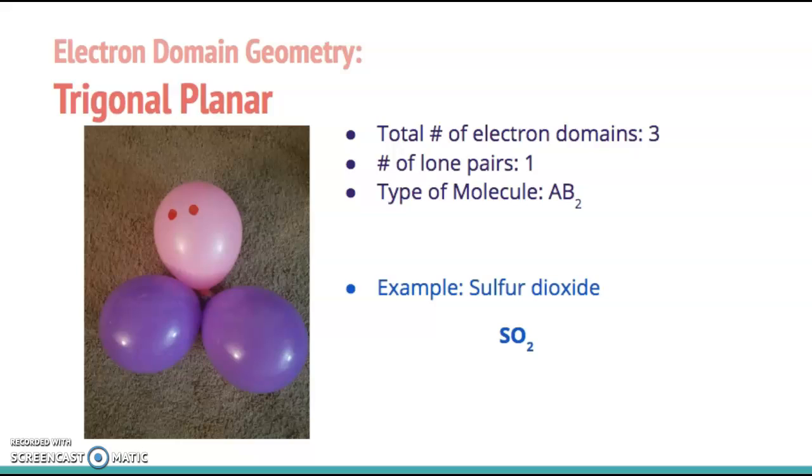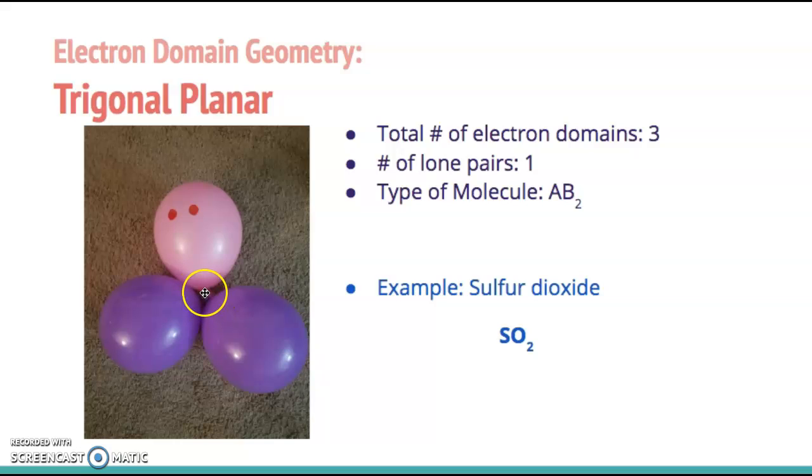So let's go ahead and dive into the different types of electron domain geometry. The first type is trigonal planar. So we know that a trigonal planar shape has to have a total of 3 electron domains. So we have 1, 2, 3. It has one pair of lone electrons. This is right here represented by the 2 dots. The type of molecule is AB2.